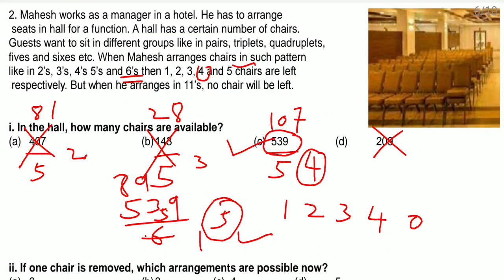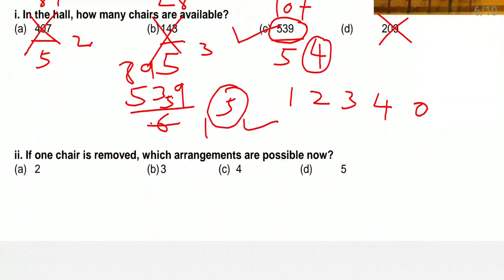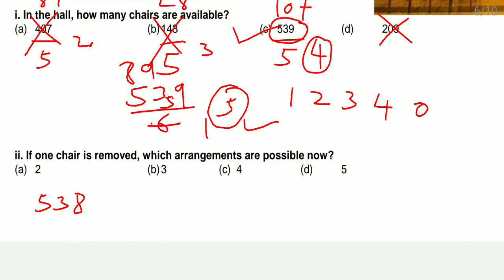I know this is a little difficult, but there is no other way to do it. So here 539 chairs are there. Now come to the second question, what they ask me. If one chair is removed, which arrangements are possible now? Now one chair is removed, that means we have 538 chairs.